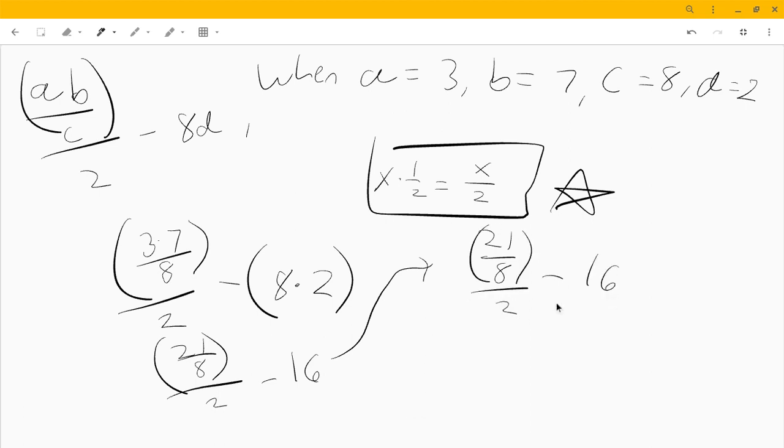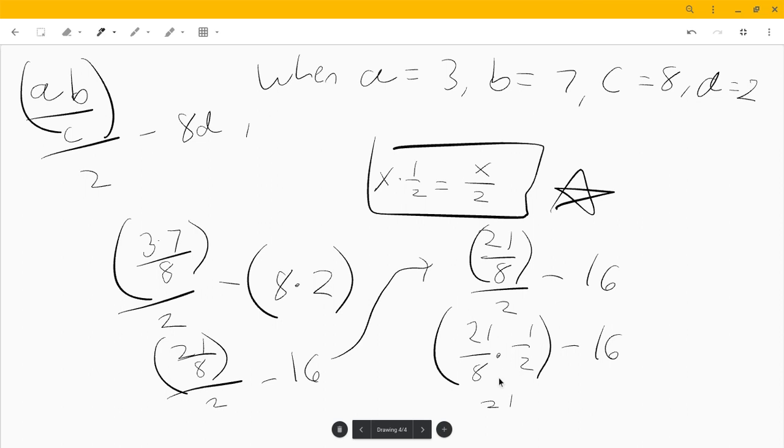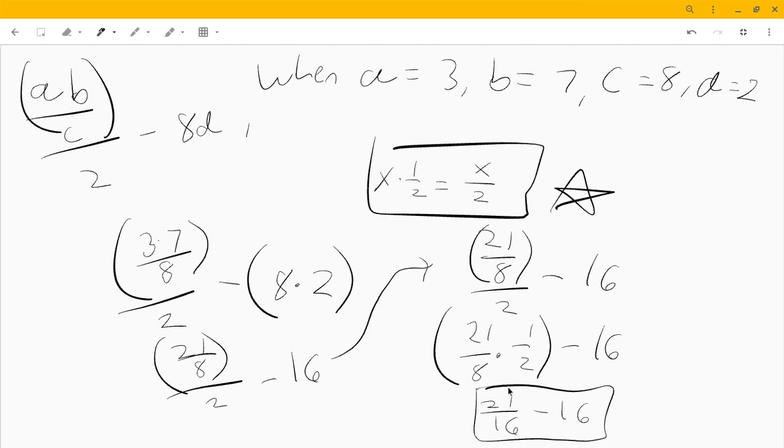Minus 16. Right? So, what did we say was the same thing as dividing by 2? Well, we see right here, x divided by 2 is the same thing as x times 1/2. Well, what is x in this case? X is just 21 divided by 8. So we can rewrite this as 21 divided by 8 multiplied by 1/2, minus 16. And this will yield us a response of 21 times 1, which is 21, divided by 8 times 2, which is 16, minus 16. That is our final answer.